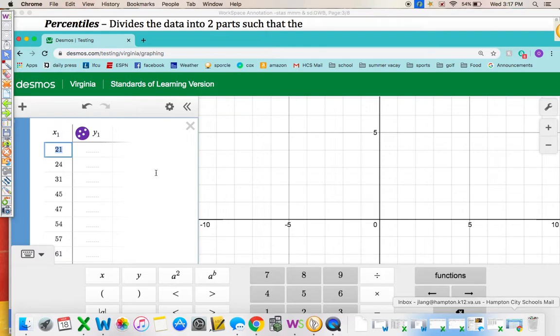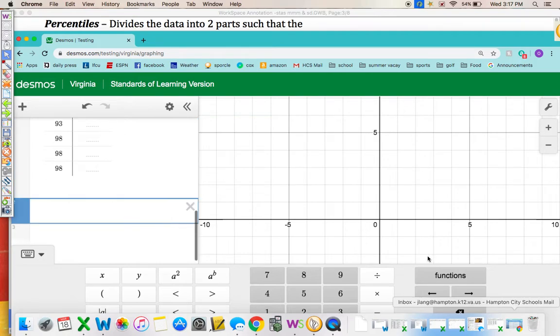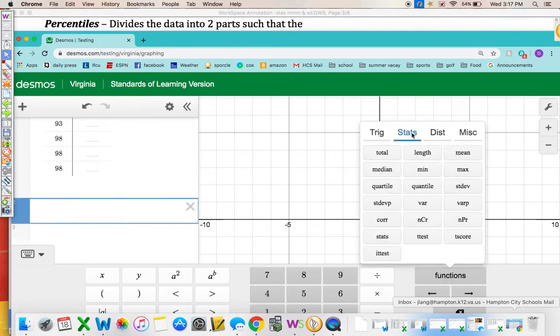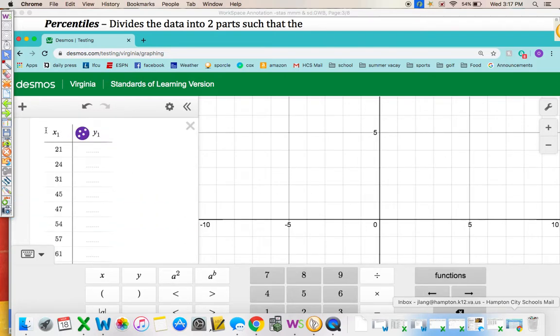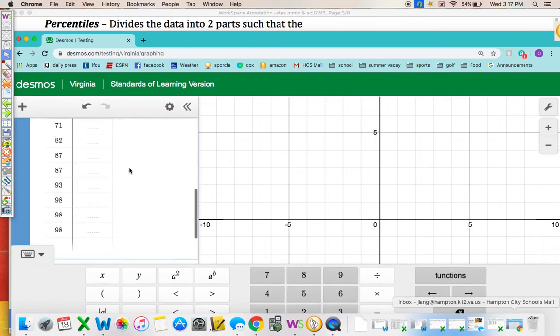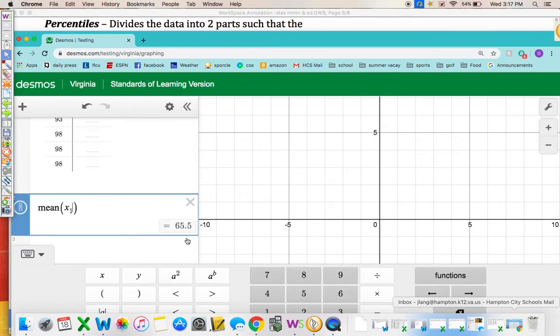Now what we're going to do is let the computer find us the mean. So in our next line, functions, statistics, mean, and our mean is what we want to find of x1. So we're going to go down here and do mean of x1, and it gives us 65.5. So I mean, that's not even doing the work, but that is math we can do.